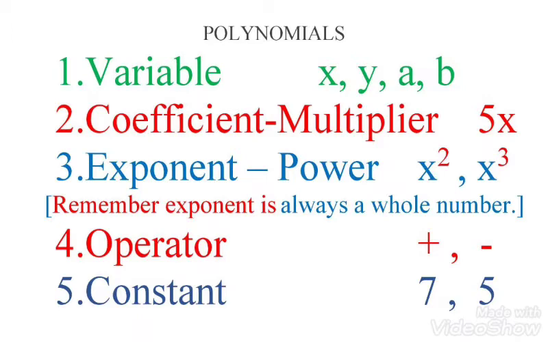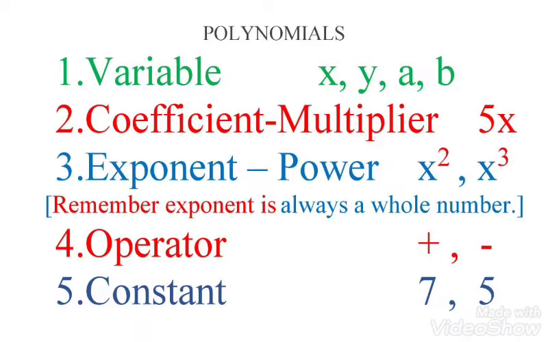Exponent is also called power: x square, x cube. X square means x multiplied by x. X cube means x multiplied by x again multiplied by x. It means x is multiplied 3 times, not by 3 but 3 times. 3x means x is multiplied by 3. Whenever there is x cube, x is multiplied 3 times.